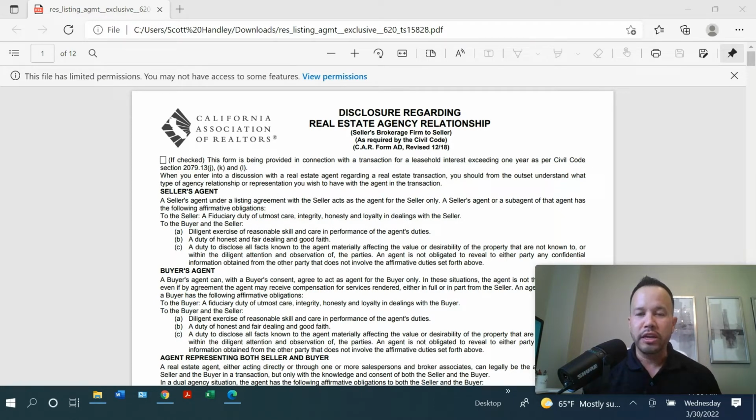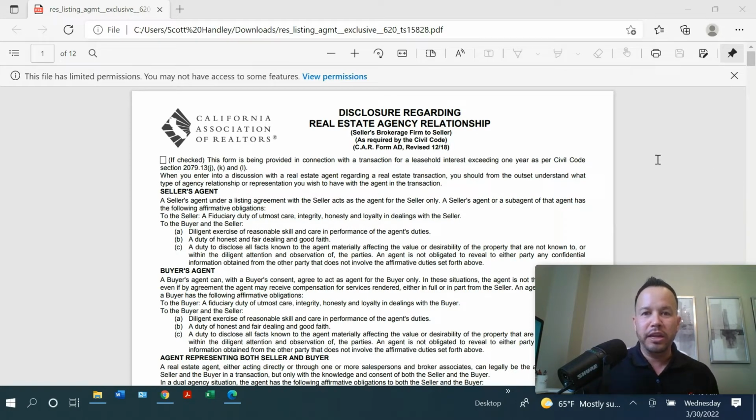When you click in your Zip Forms, the residential listing agreement, it will populate up. Keep in mind, there are 5 additional disclosures that accompany the RLA. There are going to be 3 disclosures before the RLA, and then 2 after the actual RLA.